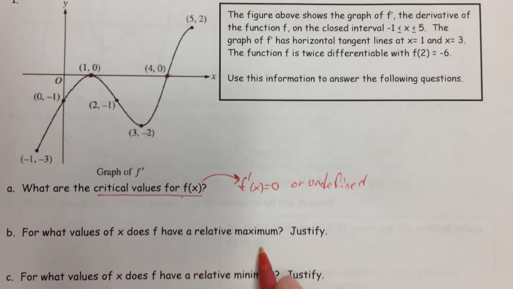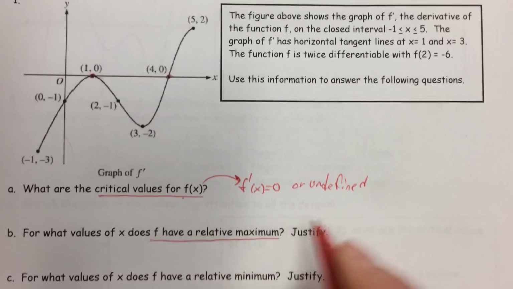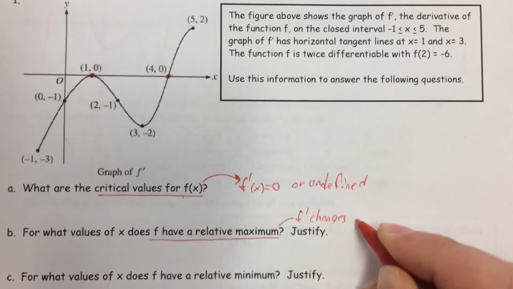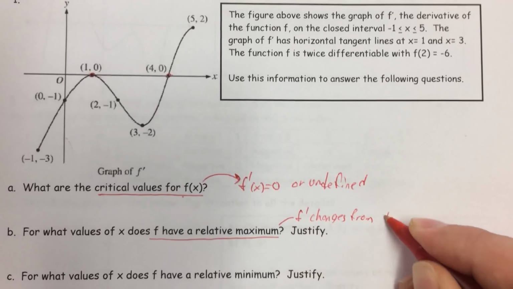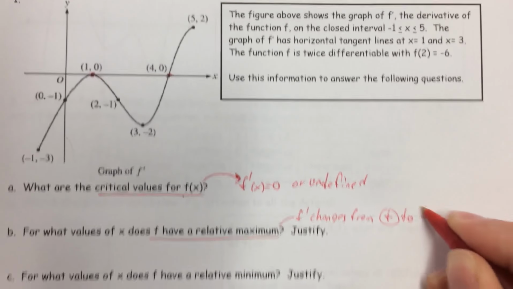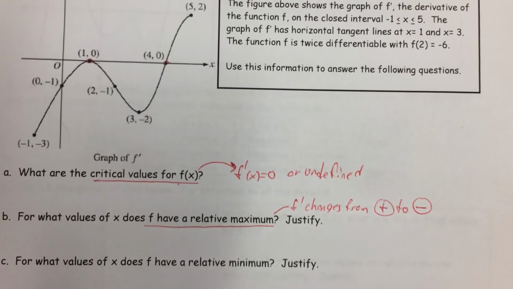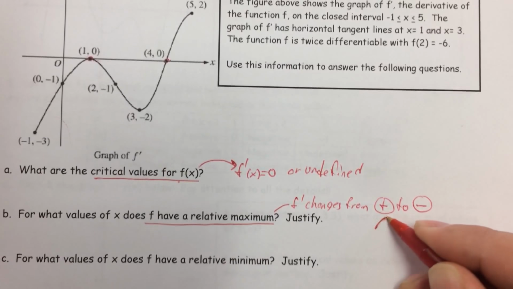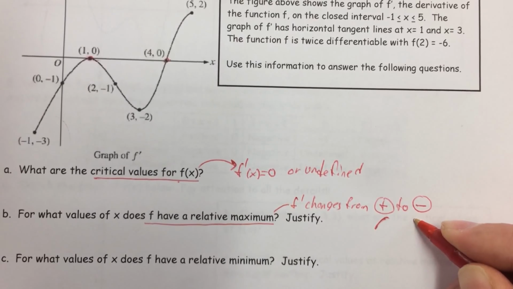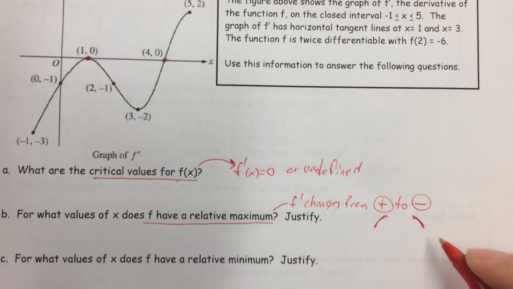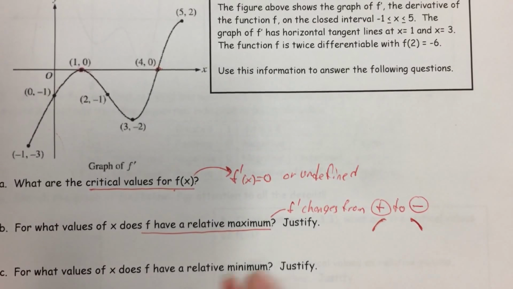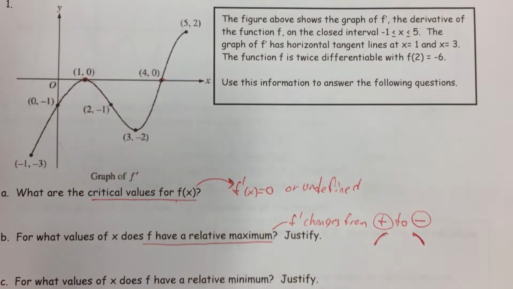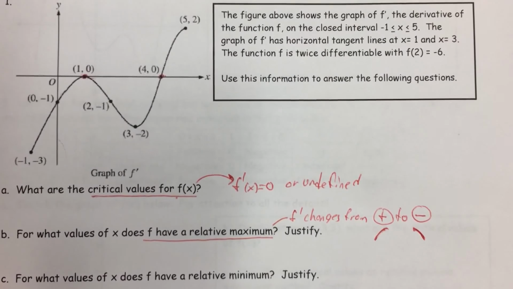Where does f have a relative maximum? F has a relative maximum when f prime changes from positive to negative. And the reason this creates a relative maximum is because if f prime is positive, f was increasing, and then if f prime becomes negative, f is decreasing. So f prime changes from positive to negative nowhere. There is nowhere on this graph that f prime changes from positive to negative.